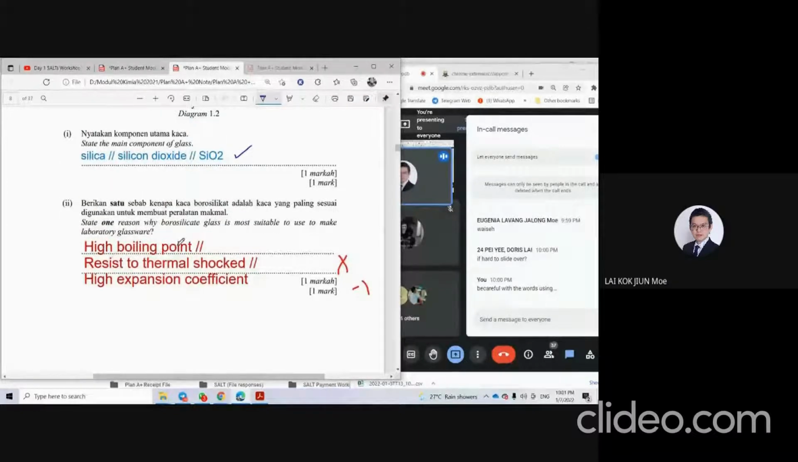The high boiling point. This one I told you all yesterday. So borosilicate, why suitable? Borosilicate. So we have points, we have answer 1, 2, 3. Which one is correct? Which one is wrong? Which one is wrong? High boiling point, can I say or not? Resist thermal shock, can I say or not? High expansion coefficient, can accept or not? Wow, so bombastic word. High boiling point cannot. Why cannot, Eugenia? Yes, Eugenia, you are good. Why cannot? You tell Mr. Lai, why cannot?